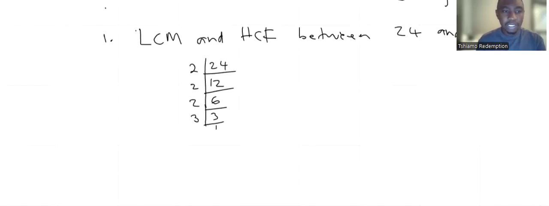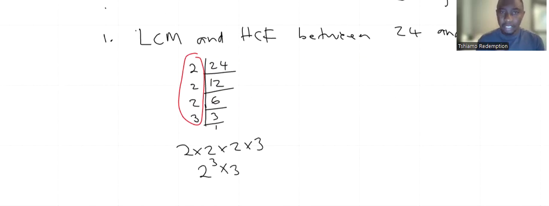This side becomes my prime factors, so I'm going to write them down here: 2 multiplied by 2 multiplied by 2 multiplied by 3. Then write it in exponential form: 2 cubed multiplied by 3. They call it exponential form. Other books call it power notation. I'm done with 24. I'm going to do 90 now.